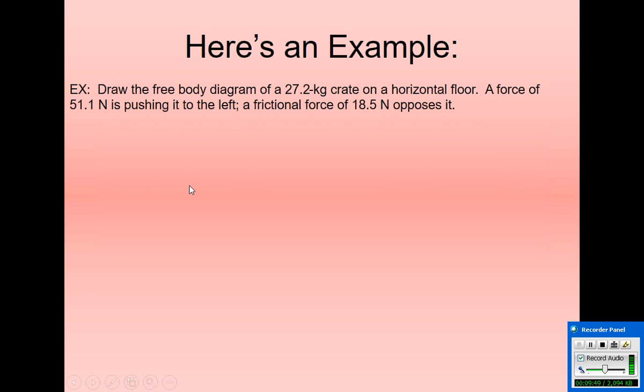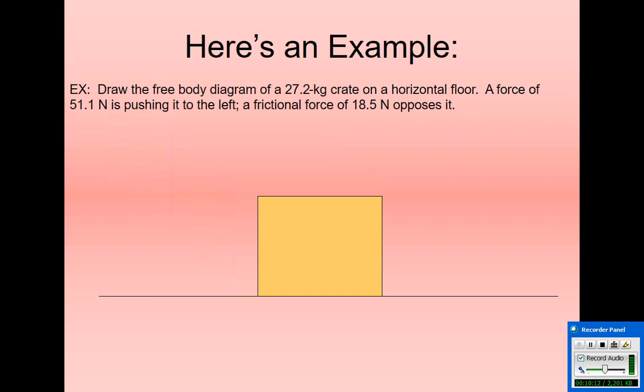Let's take a look at drawing a free body diagram in the following example. We have a 27.2 kilogram crate on a horizontal floor. We have a 51.1 Newton force pushing to the left and an 18.5 Newton frictional force opposing it. So we have a floor and we have a crate. Now, there are some forces here that are very obvious. There's the 51.1 Newton push to the left. There's a frictional force of 18.5 Newtons. Now, it says it opposes the force to the left. That must mean that the frictional force is to the right.